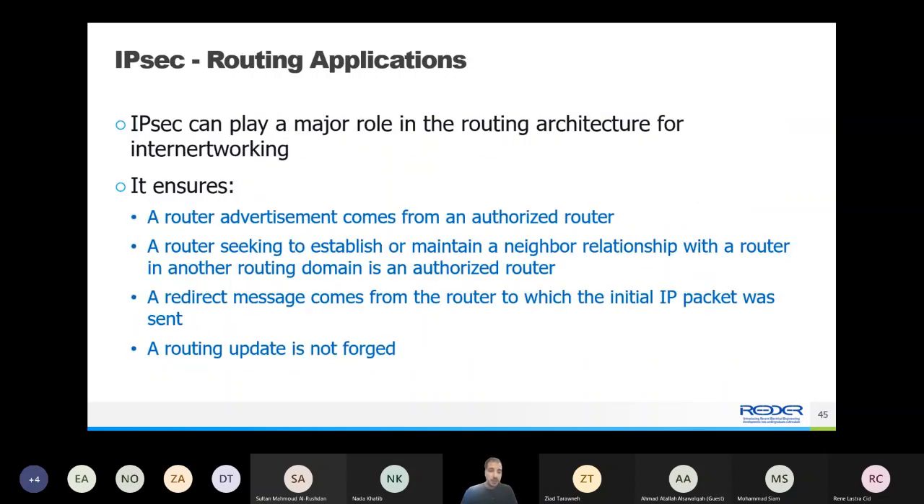For routing applications, IPsec can play a major role in the routing architecture for internetworking because it ensures router advertisement. It ensures that a router advertisement comes from an authorized router, that a router seeking to establish or maintain a neighbor relationship with another router in another domain is an authorized router, that a redirect message comes from the router to which the initial IP packet was sent, and that the routing update is not forged.